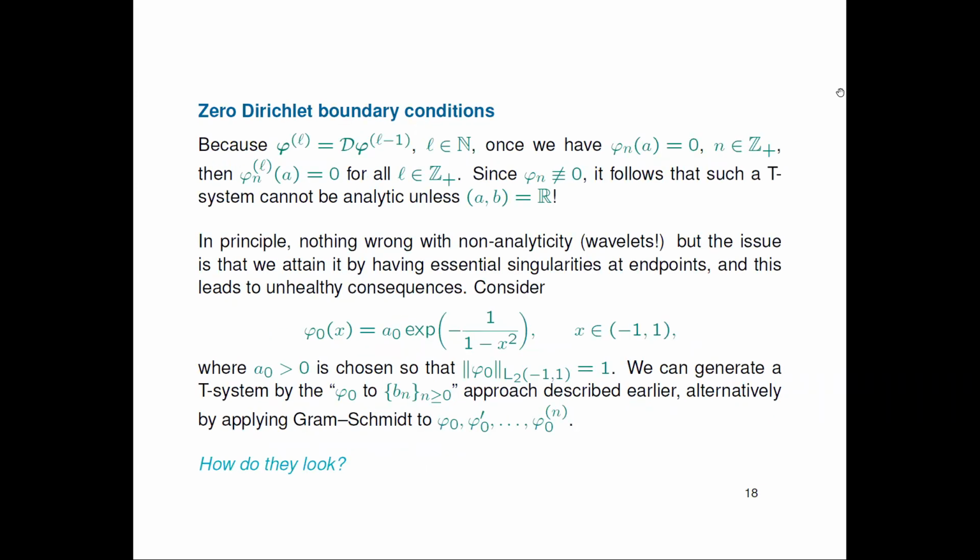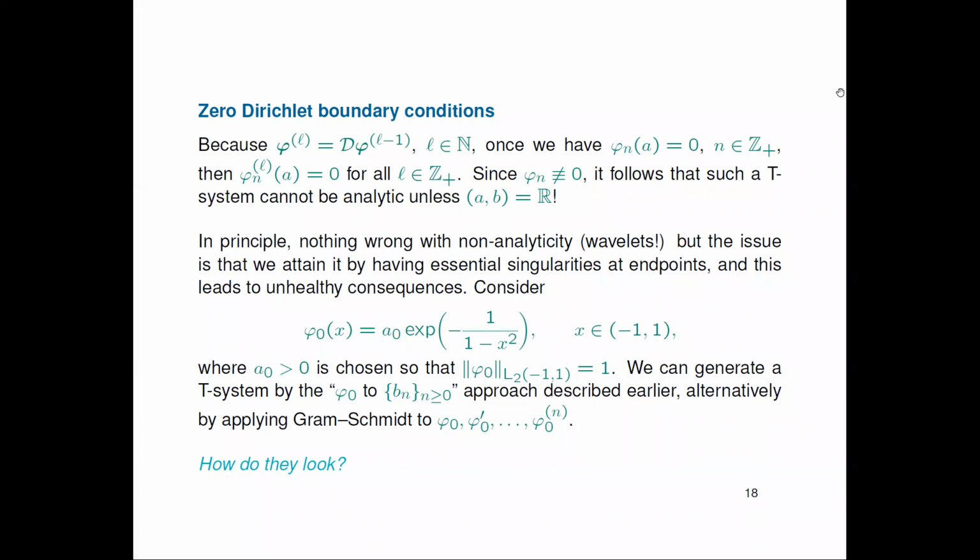Zero Dirichlet boundary conditions. This becomes rather less pleasant. It becomes less pleasant because if phi prime is d times phi, then the L-th derivative of phi is d times the L minus first derivative of phi. So if phi is a vector of zeros, not only the first derivative, but all the derivatives vanish. So if you want zero boundary conditions in an interval, not only the function, but all its derivatives have to vanish at the endpoints. And given that it cannot be a constant, because then we won't have orthogonality, we obtain functions which are not analytic. And something nasty is happening at the endpoints.